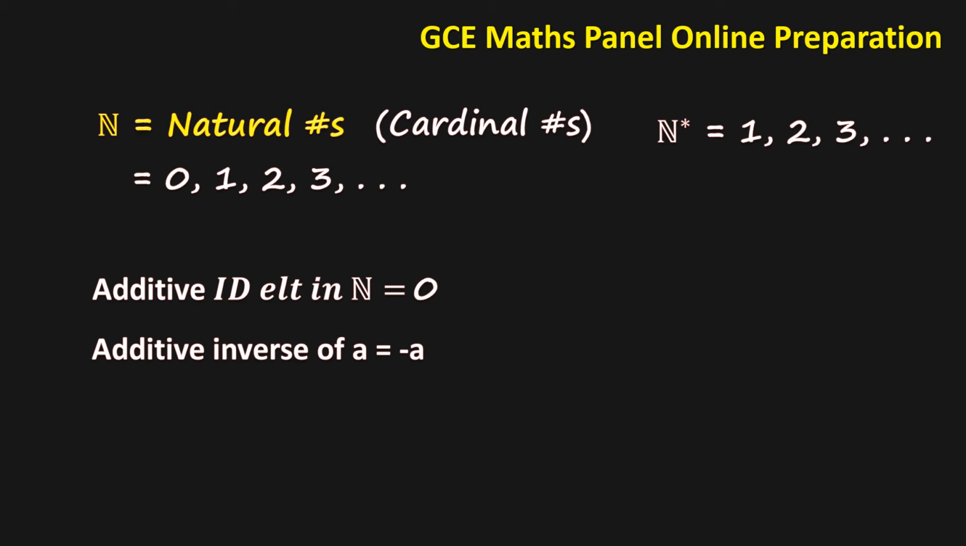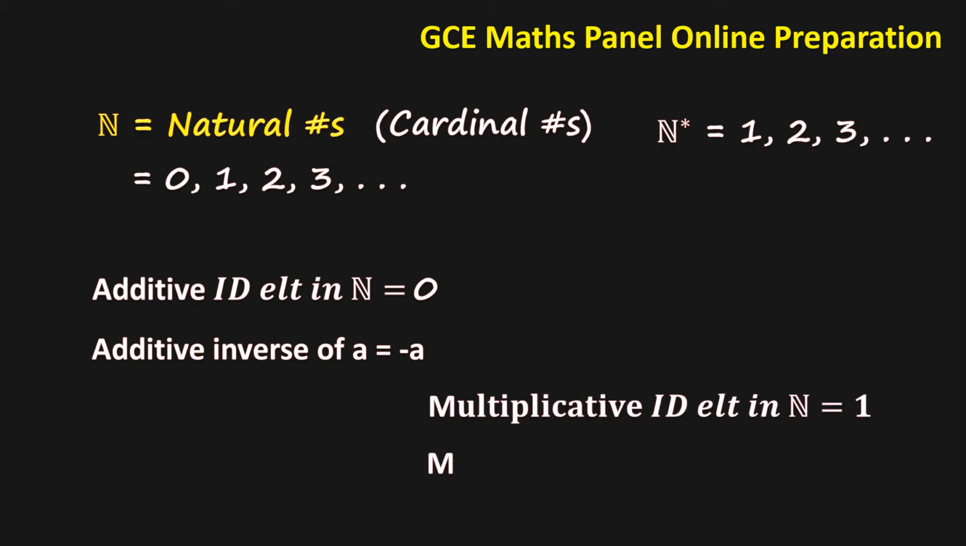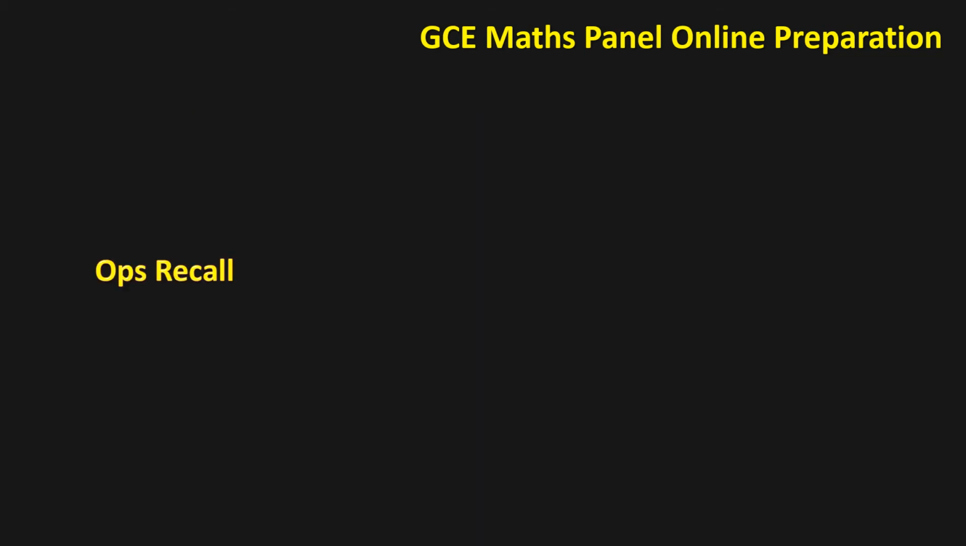Under this operation, the additive inverse of any number is the negative of that number. For example, the additive inverse of 2 is minus 2, the additive inverse of 11 is minus 11. And for the multiplicative identity element, which is 1, 1 is that number that when you multiply any number by 1, the number remains unchanged. Under this operation, the multiplicative inverse of any element is 1 divided by that element. So it's just the same as the reciprocal of the element.